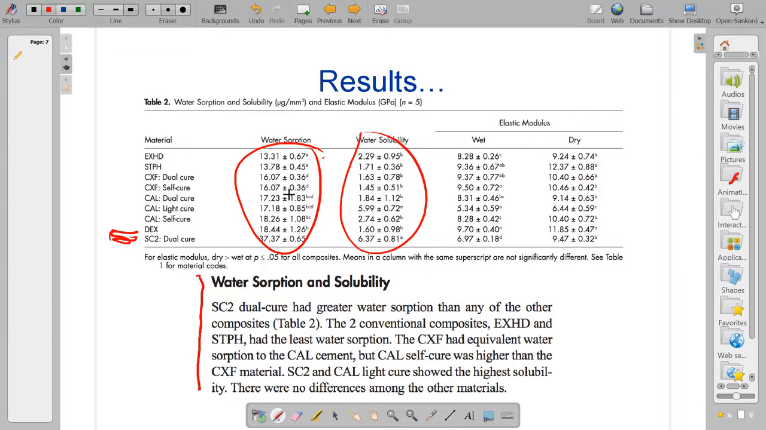Then we say the two conventional composites, EXHD and STPH, had the least water sorption. So it just told us that those are the smallest values. Those are the ones at the top of the page, or the top of the table.